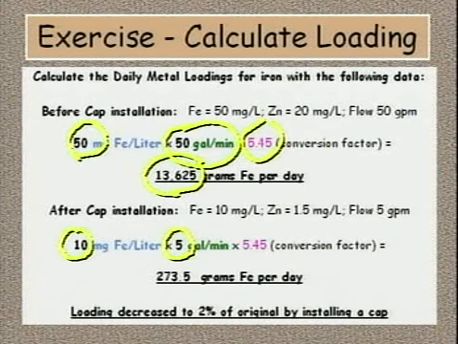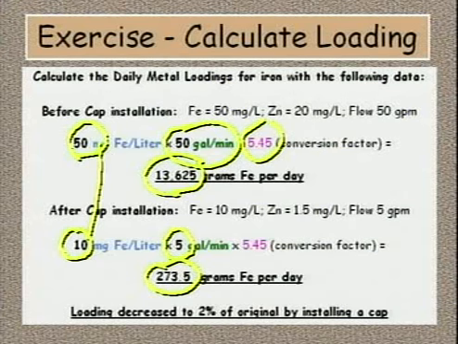flow, we've cut down on the water flow, we've developed 273.5 grams of iron per day. Now what happened here? The iron oxidation slowed down so that we reduced the iron concentration in the water from 50 down to 10. So our oxidation is slowed down, and our cap prevented the water going through the mine waste from 50 gallons per minute down to 5.